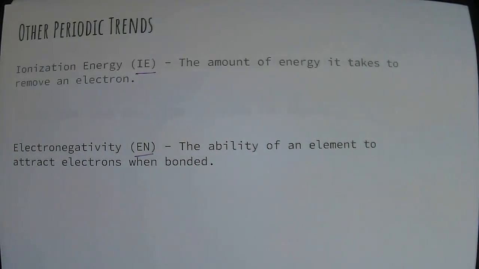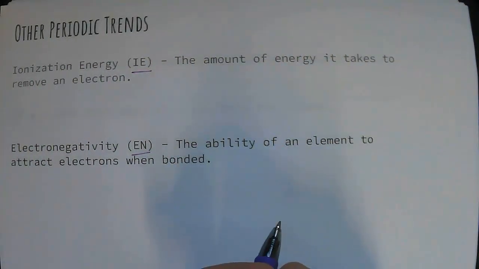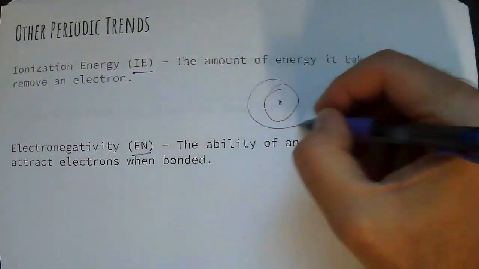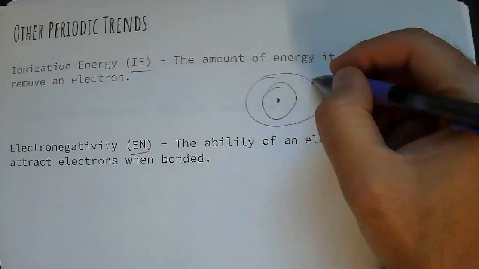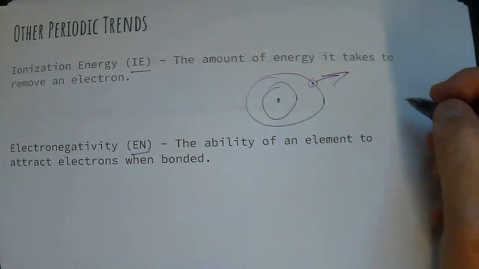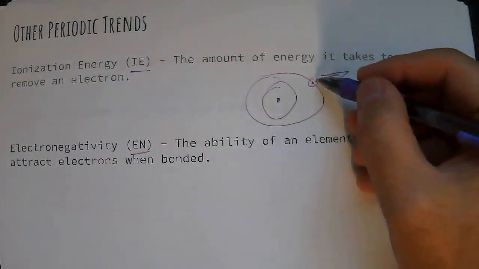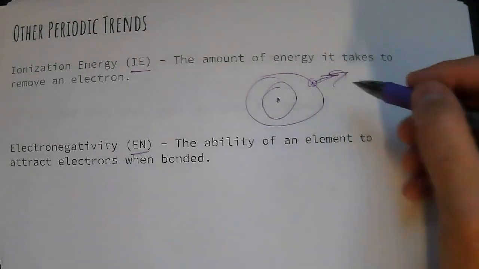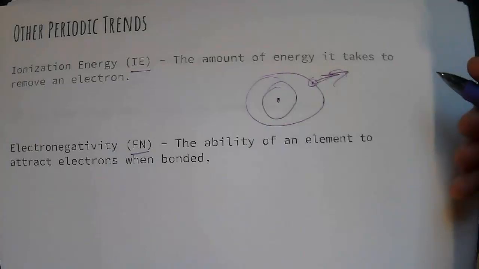Ionization energy is the amount of energy it takes to remove an electron. You can just pause the video and write that down. So if you have an atom, here's the Bohr model, and you want to remove that electron completely from it, it takes a certain amount of energy. Ionization energy is how much energy it takes to remove that.